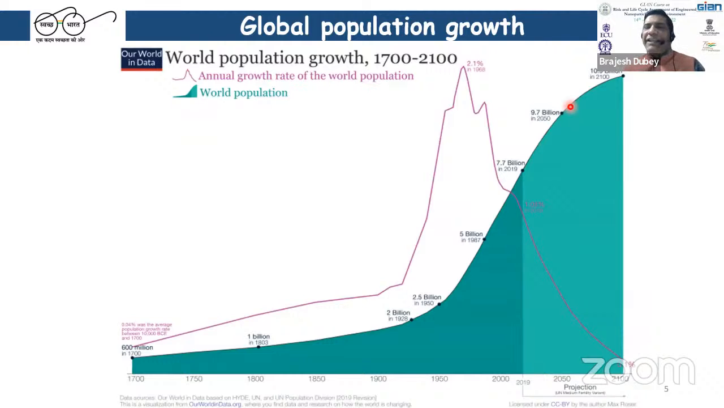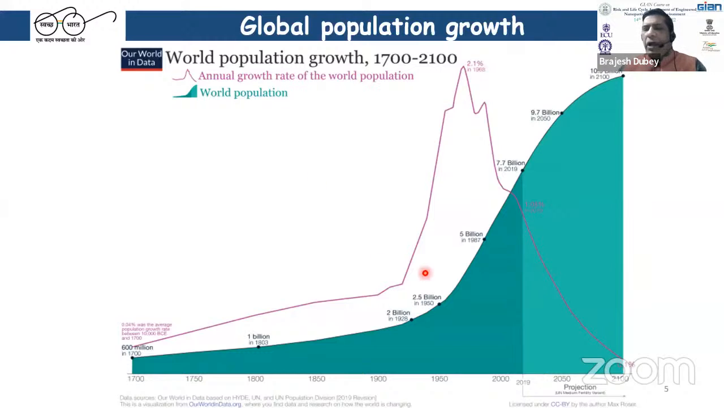Are we going to see a decrease in population any time soon, like an overall decrease? The answer is no. Although the rate, the purple line, is going down. The highest rate was in 1968, which was 2.1%, and since then it has been going down over time. Right now we are close to 1%. This is the annual growth rate of world population.